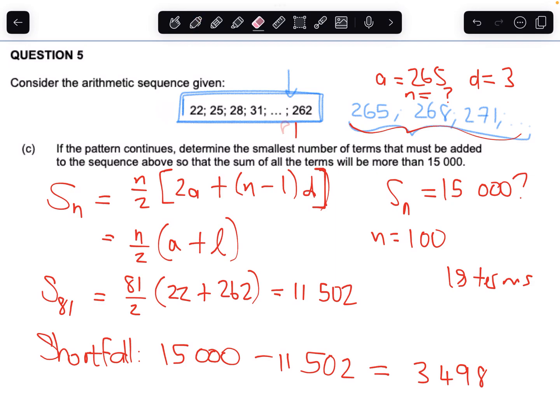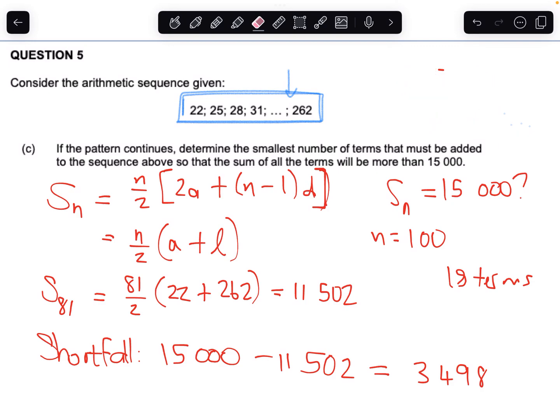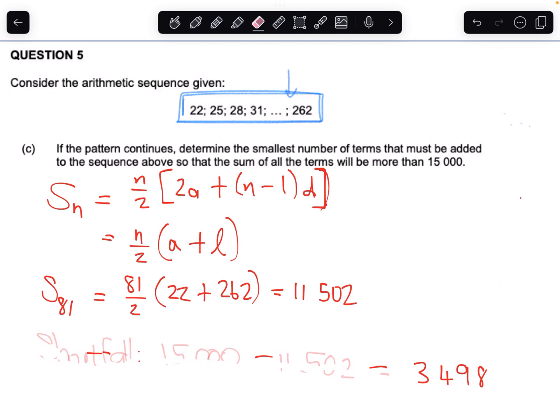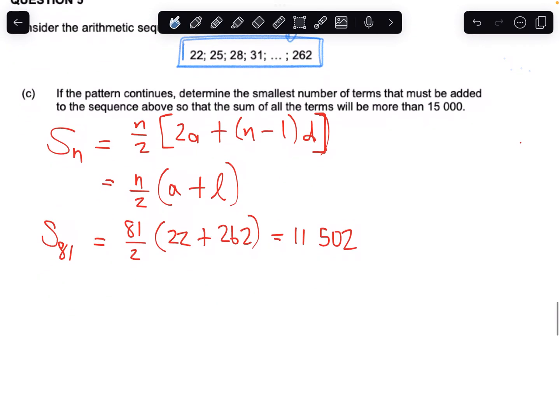I think I'm going to go with the second option, though, just so we're still explicitly working with one sequence. It's more accurate to say: for what value of n will Sn become greater than 15,000? Because it's possible that the sum of n terms will never actually be exactly 15,000. So let's look at when it becomes more than 15,000, and then we'll reason from there.